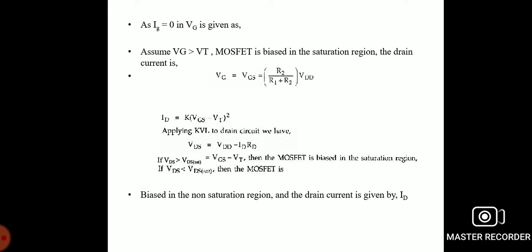So in this session we discussed the biasing methods of JFET configurations.